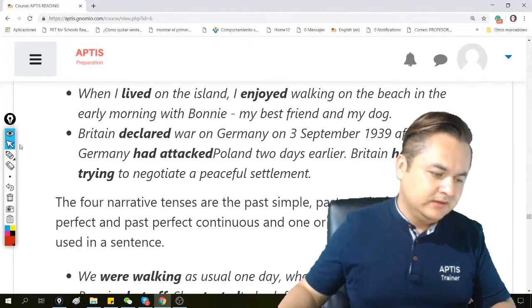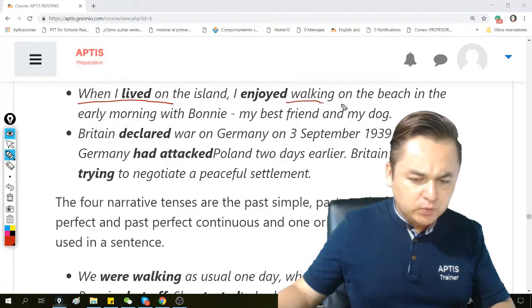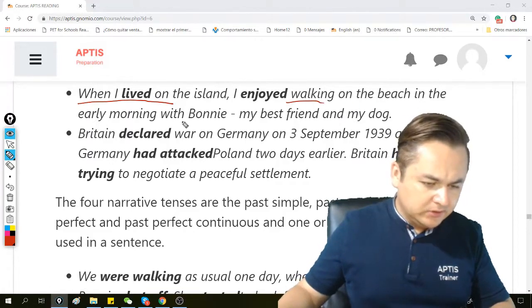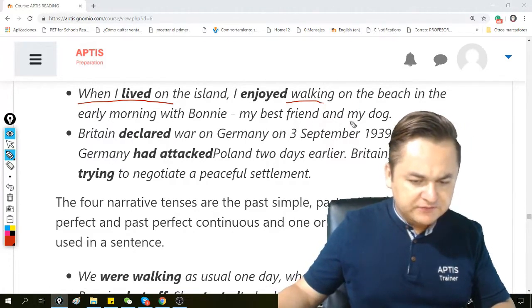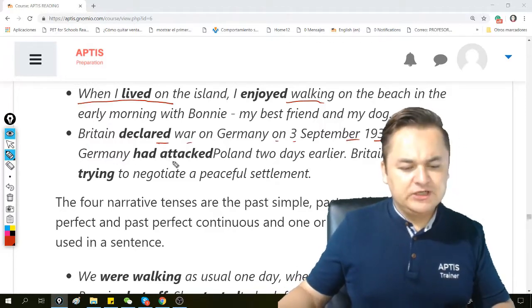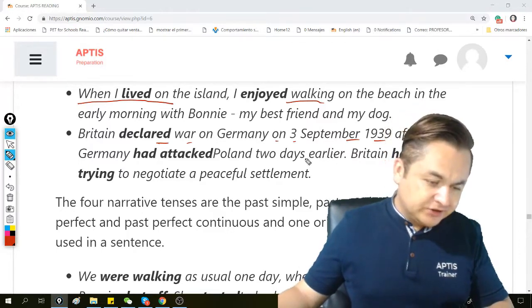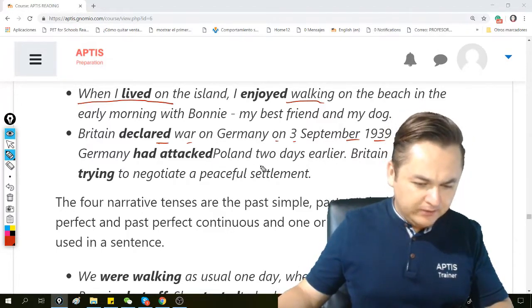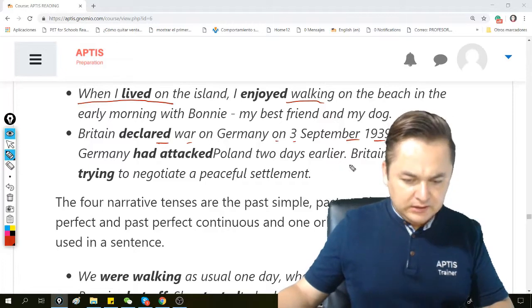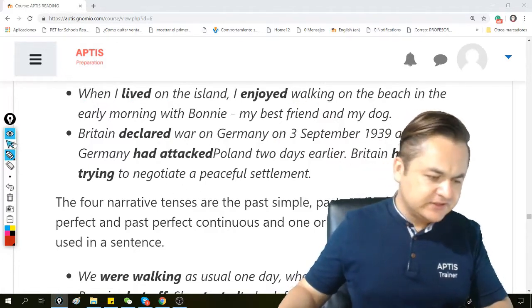For example, it says, when I lived on the island, I enjoyed walking on the beach in the early morning with Bonnie, my best friend, and my dog. Britain declared war on Germany on September 3rd, 1939, after Germany had attacked Poland 2 days earlier. Britain had been trying to negotiate a peaceful settlement.